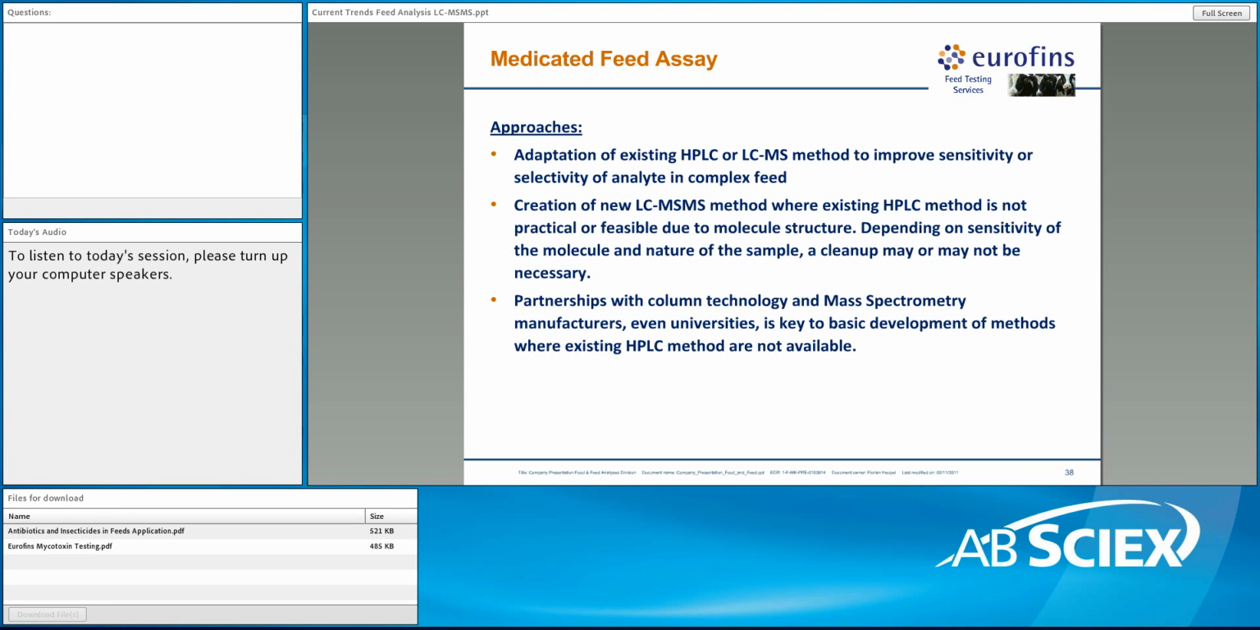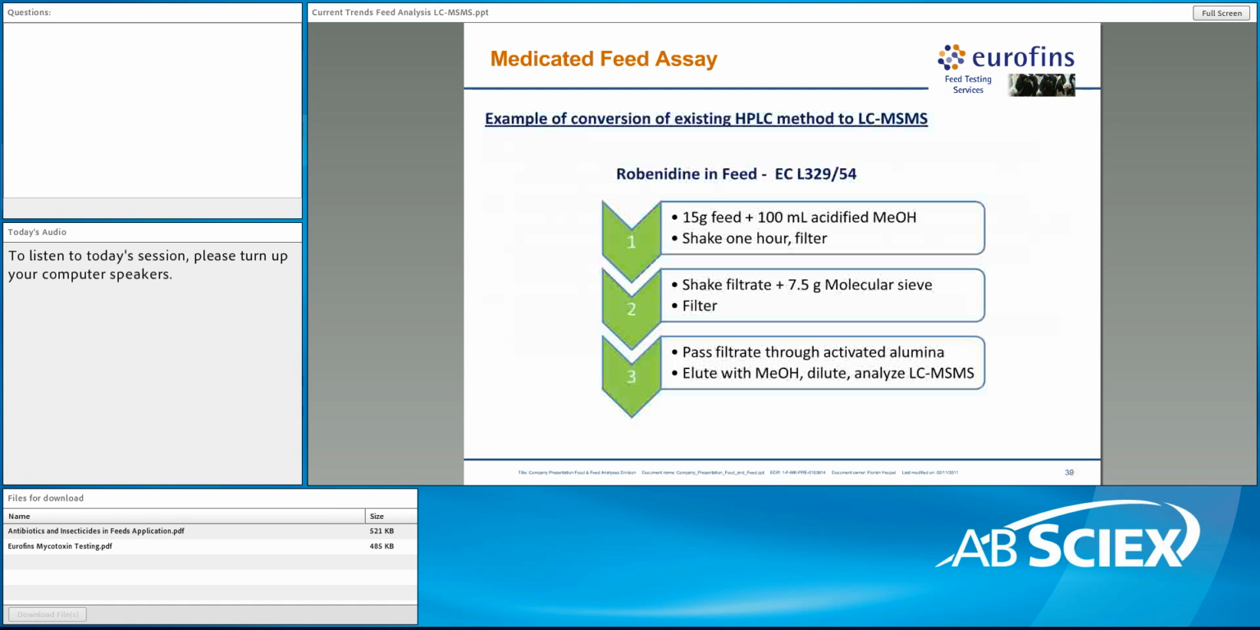So we recommend, when creating new LCMS methods, partnerships with column technology companies such as Phenomenex, mass spectrometry manufacturers such as AB SCIEX, and even universities to assist with the basic development of methods where existing HPLC methods are not available, and that's what we have done here at Cal as well.